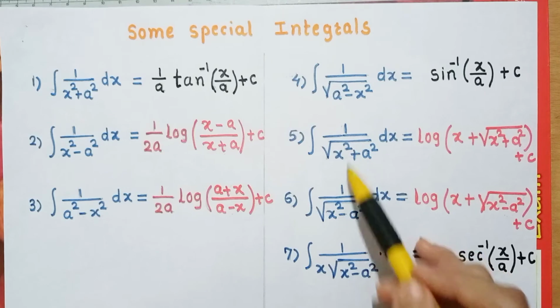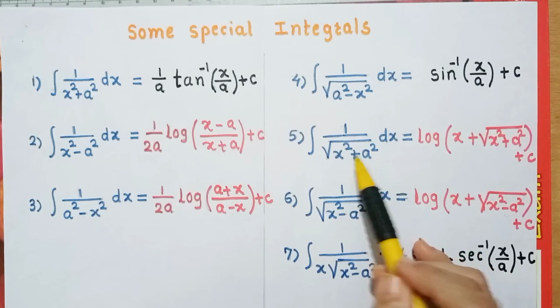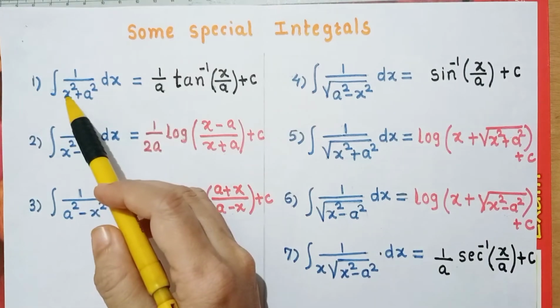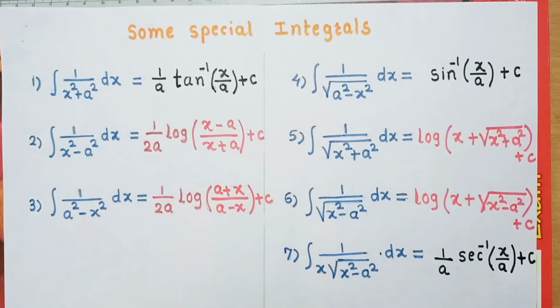Again, in these two formulae, you have to write this root here and this root here. Check again the coefficient of x square. Everywhere the coefficient of x square is 1. So while solving examples, you have to keep this also in mind.